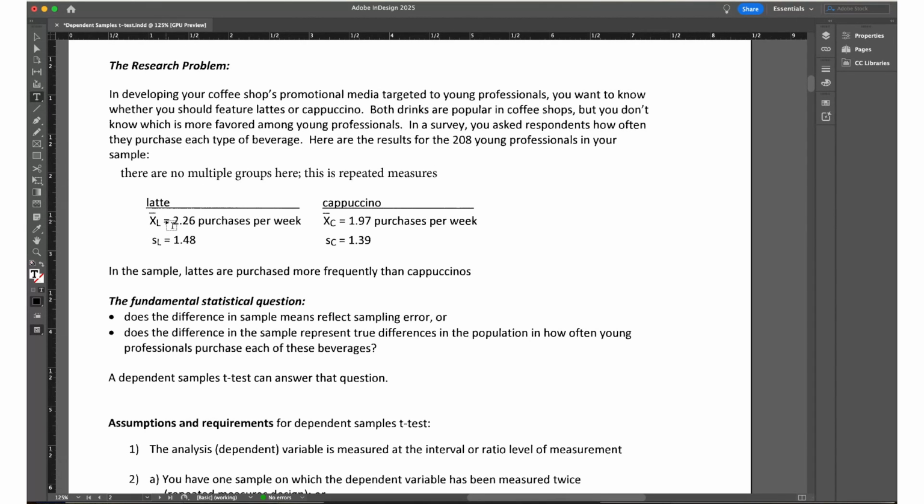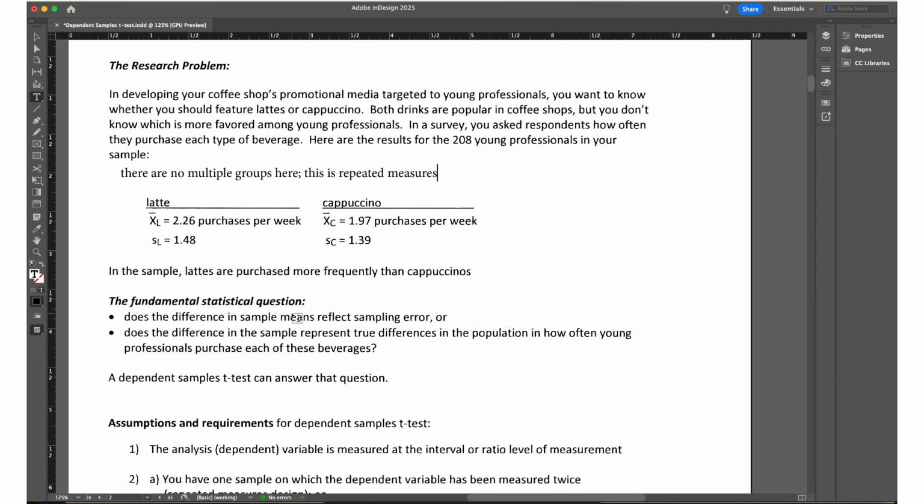And we have 208 of those pairings. So over here on the left, the lattes, we have our mean, 2.26 versus 1.97, and then we have our standard deviation. And from the sample, we might say that lattes are purchased more often. But let's go back to our fundamental statistical question. We don't care what samples say, right? Because samples lie.